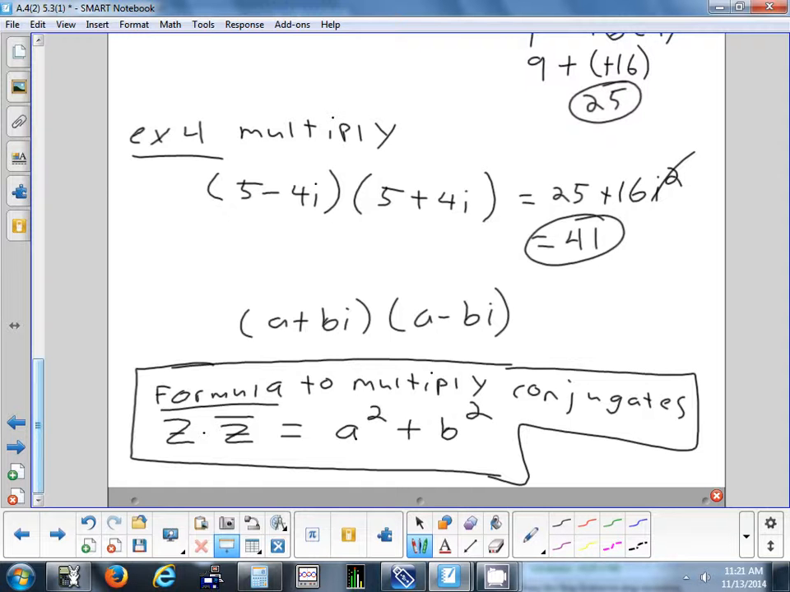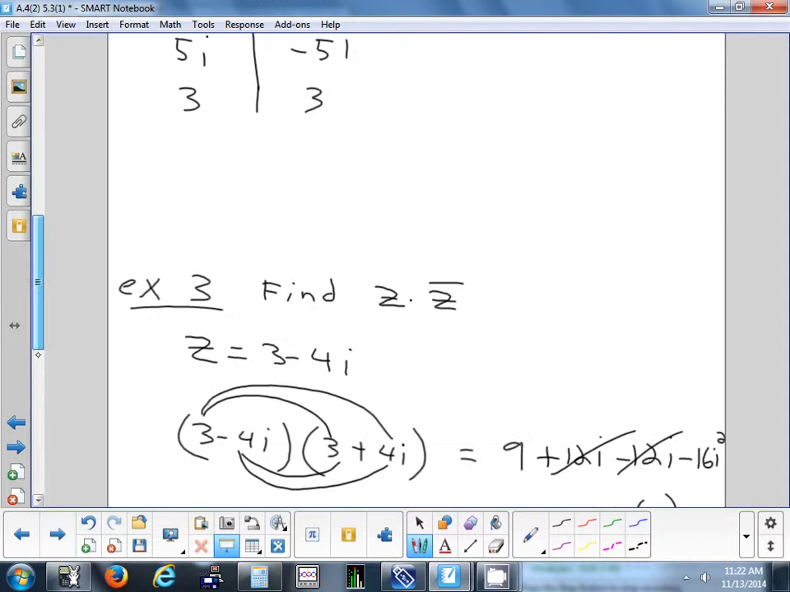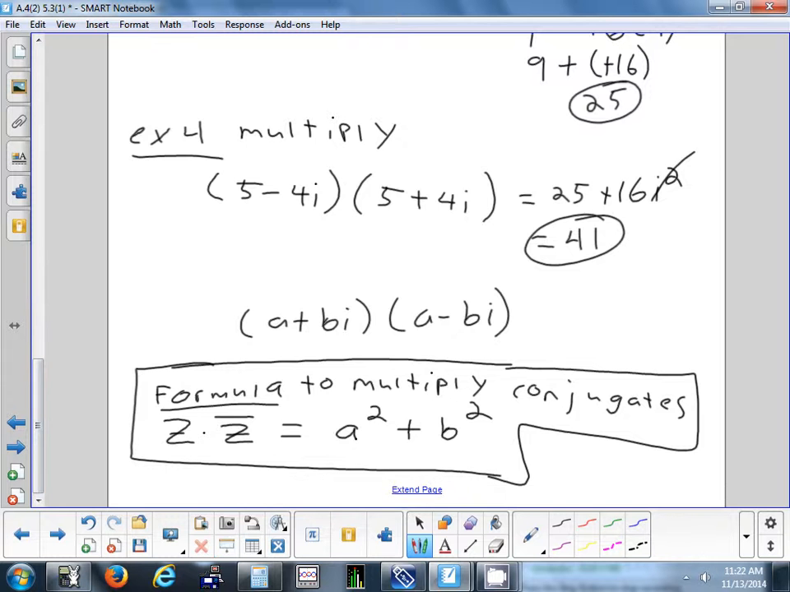Okay, you don't have to use the shortcut, but I will use it because it'll save us a little time when we do division. And it's only to multiply conjugates. So let's try one example.